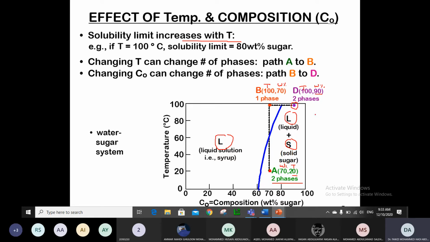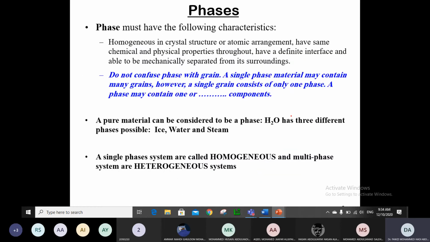So you can clearly see that temperature and composition, both of them, can change the number of phases that you have. We increased the temperature here, and it changed the number of phases. We had 2 phases here, now we have 1 phase here. Changing the composition also can change the number of phases. This is a simple practice on the simplest phase diagram ever, just to make you aware of what phase diagrams are.